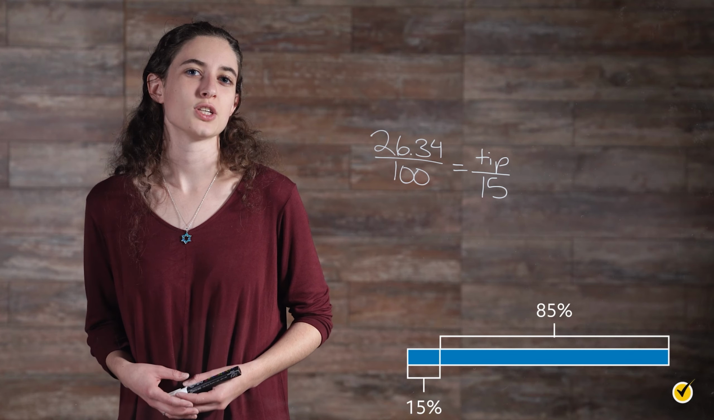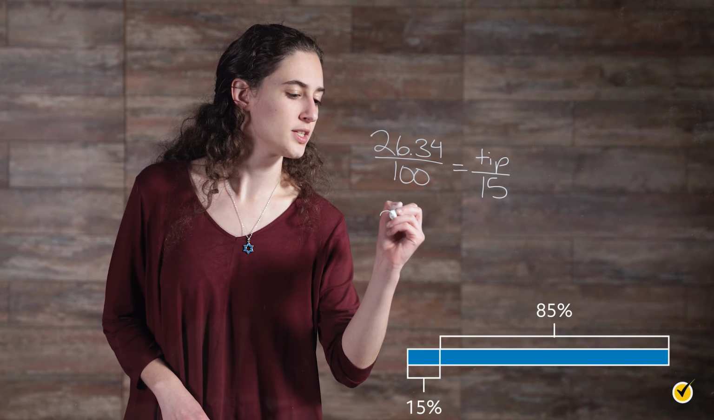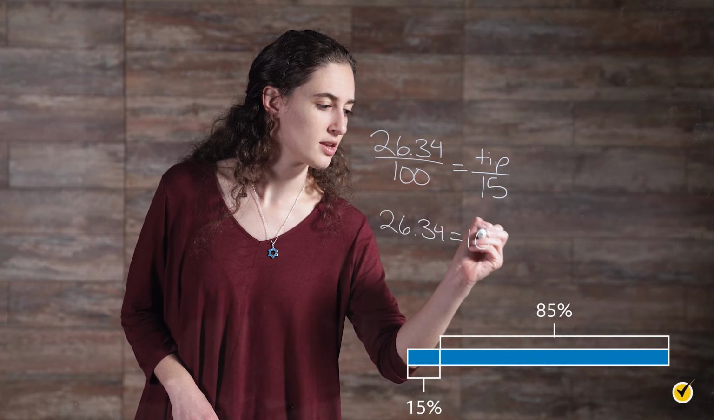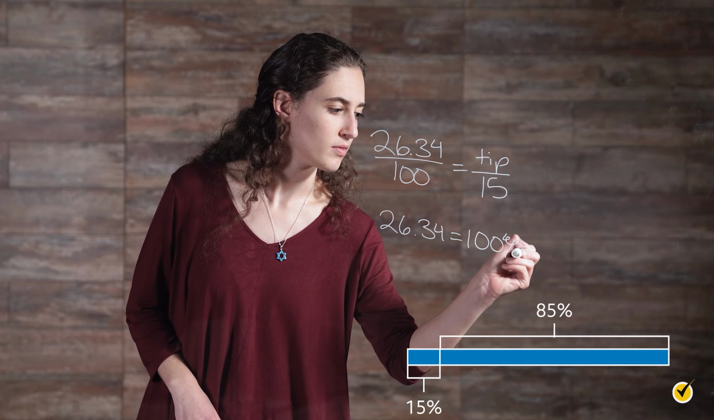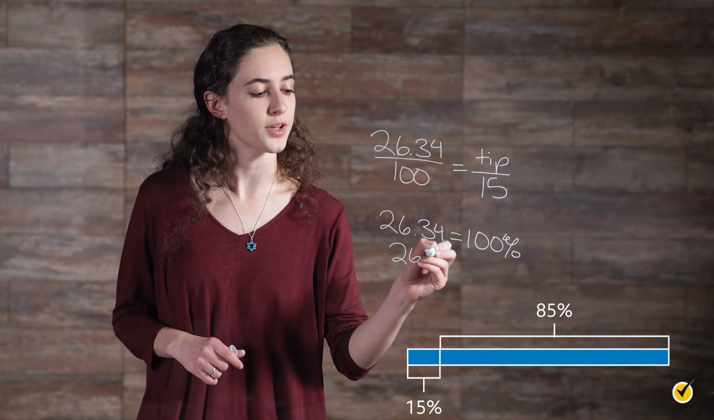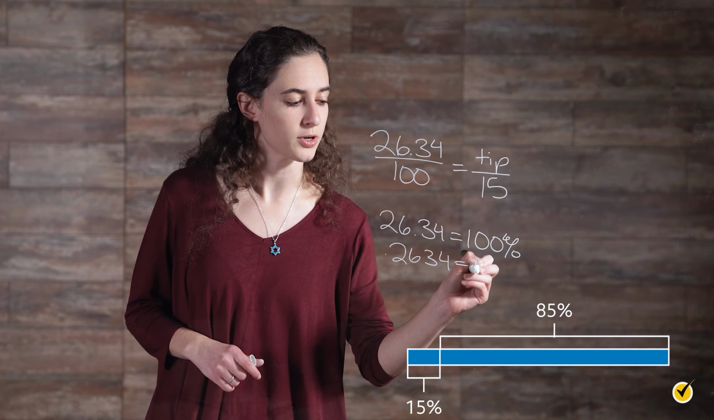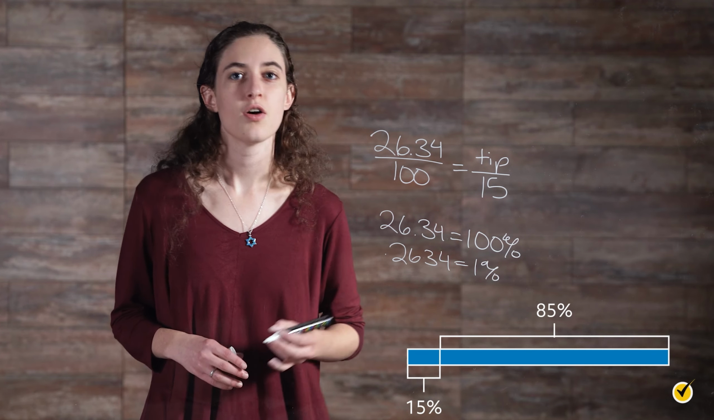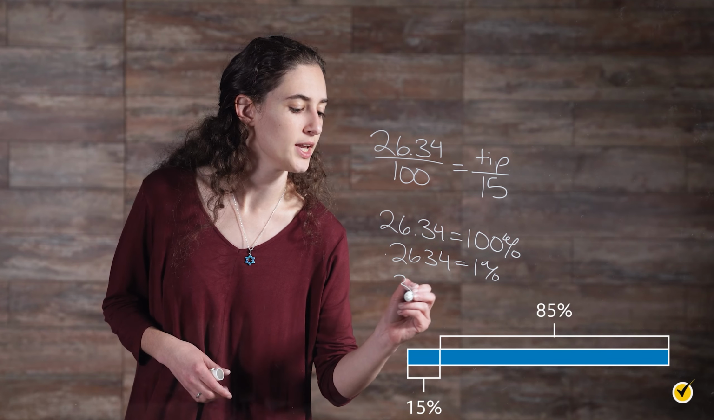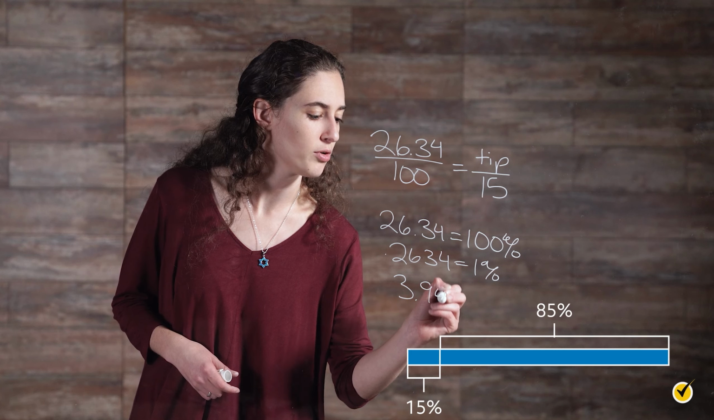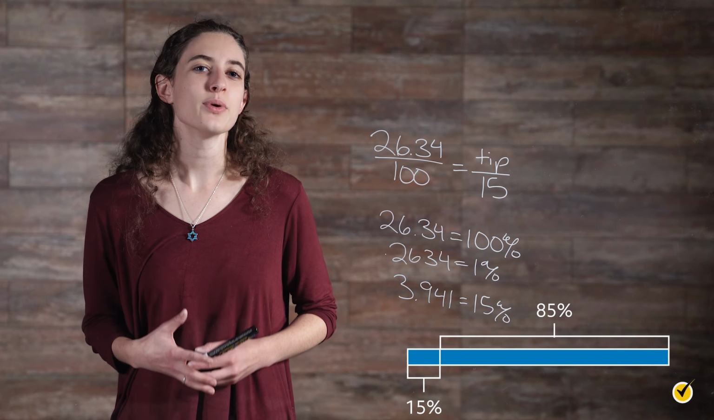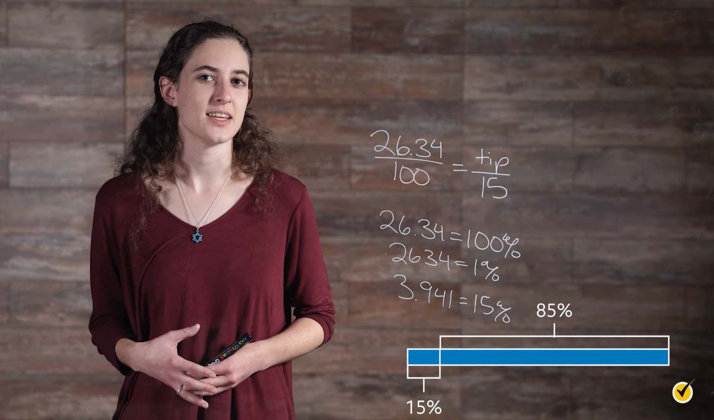Here's a different way of using equations to think about it. If 26.34 is equal to 100%, then 0.2634 is equal to 1%. From there, we're going to multiply both sides by 15, and you get 3.941 is equal to 15%. Now we know you left about $3.95.